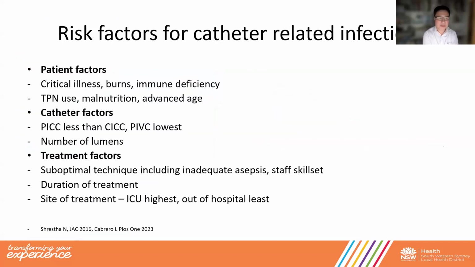So what are the risk factors for catheter-related infection? Again, there are patient factors, catheter factors, and treatment factors, following the same theme. Sick patients have the highest risk. The sicker you are, the higher the APACHE score in ICU, malnutrition, immunodeficiency, the higher the risk. There are also catheter-related factors, including the number of lumens. Suboptimal technique, lack of asepsis, inadequate use of barrier methods, and staff inexperience are obvious risk factors. Consistently across the studies, the duration of treatment is found to be a major risk factor, which one would expect.